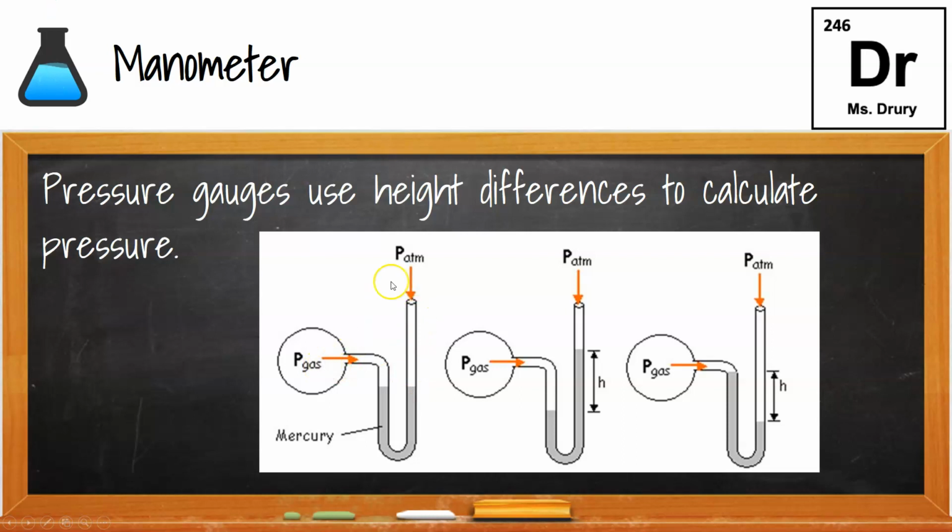If the pressure of the gas and the atmosphere are equal, then the mercury equals out. If the pressure is a little higher, the gas will push the mercury more than the atmosphere will, and the height difference tells you the pressure of that gas. If the pressure of the gas is weak and the atmospheric is higher, the atmosphere will push the mercury up the tube towards the gas, and the difference in that height will be subtracted from the atmospheric pressure.